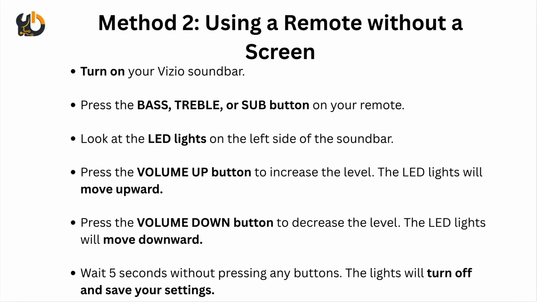Press the volume down button to decrease the level. The LED light will move downward. Wait 5 seconds before pressing any button. The light will turn off and save your setting.